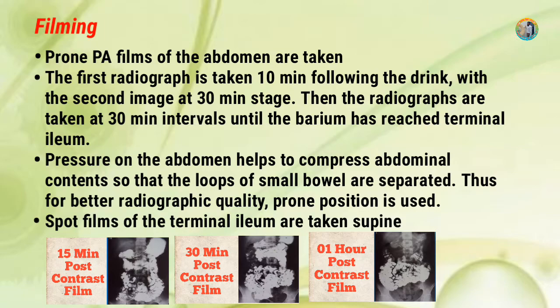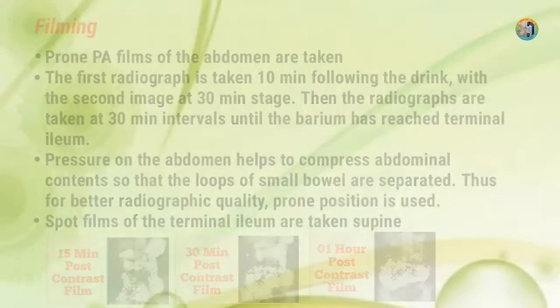Pressure on the abdomen helps to compress abdominal content so that the loops of the small bowel are separated. Thus, for better radiographic quality, prone position is used. Spot films of the terminal ileum are taken supine.